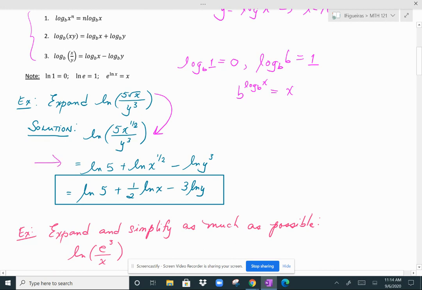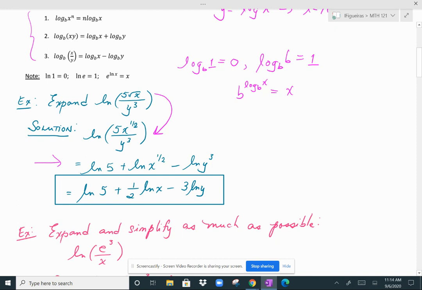When you rewrite it, I have ln of 5 plus ln of x to the 1/2. So I used law number 2 above. I rewrote a product as a sum. And then minus ln of y to the 3rd. And again, it's a minus because I have a quotient. And then I took care of all of the exponents.